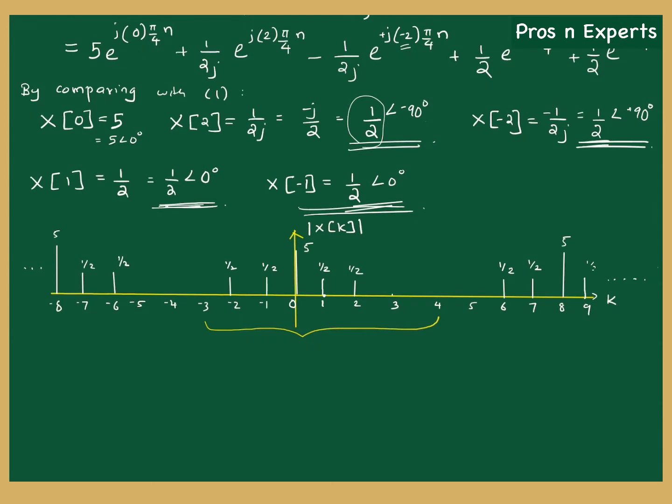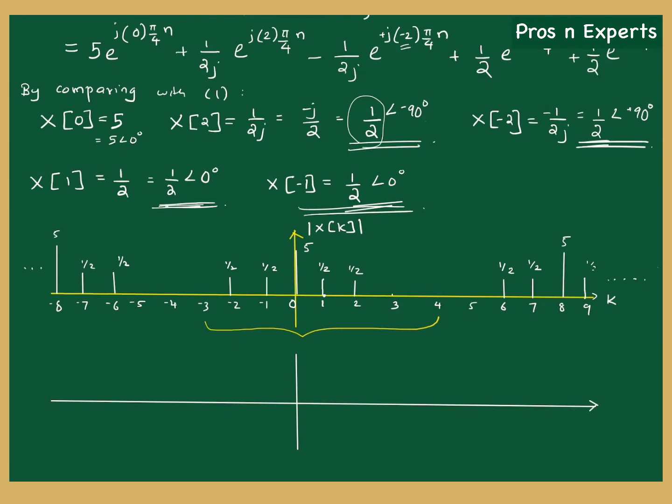So whatever we have found out as x of k repeats at n equal to 8. That is the peculiarity of the DTFS plot. Now this was the magnitude plot. Now let us draw the phase plot also. Phase plot is also required.